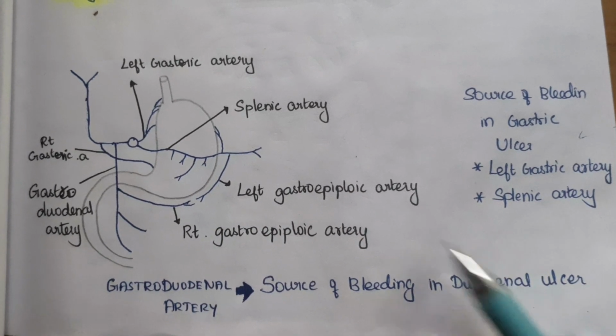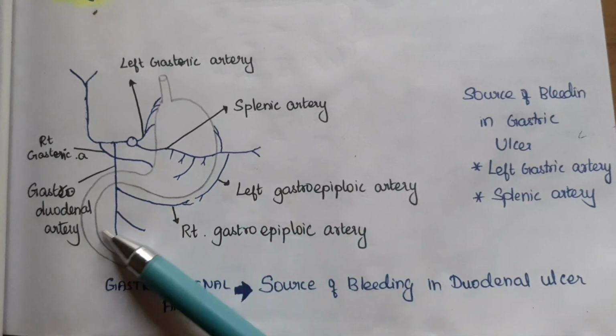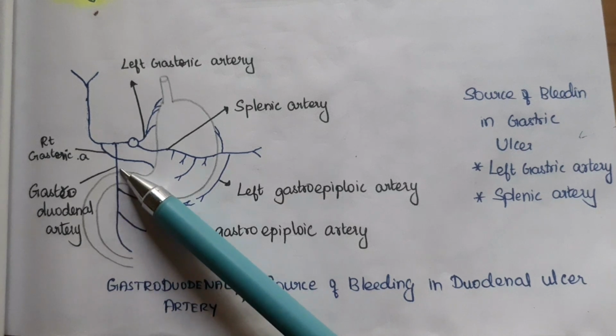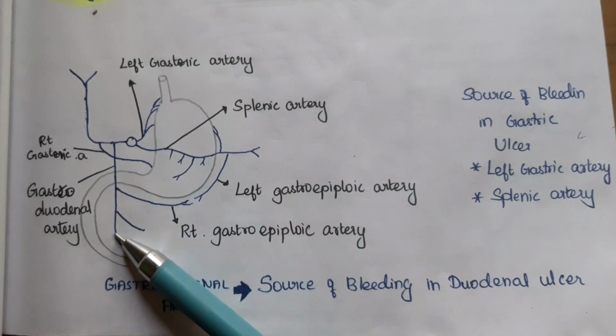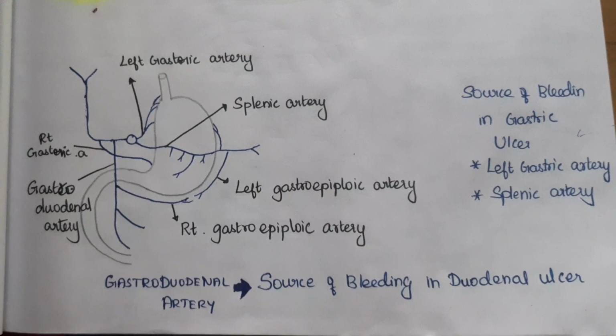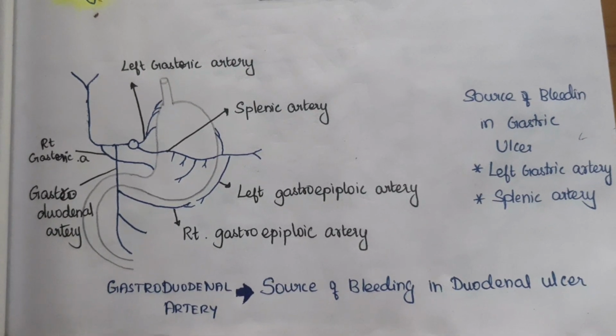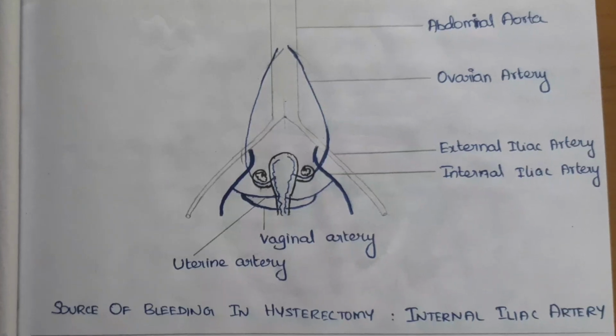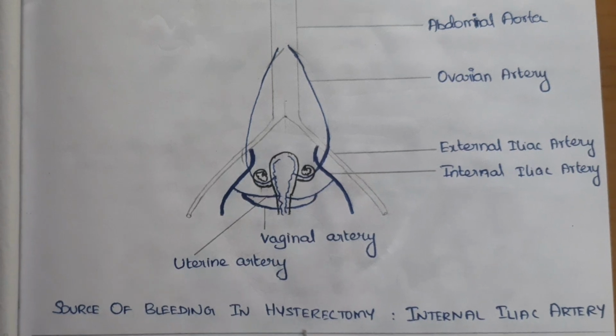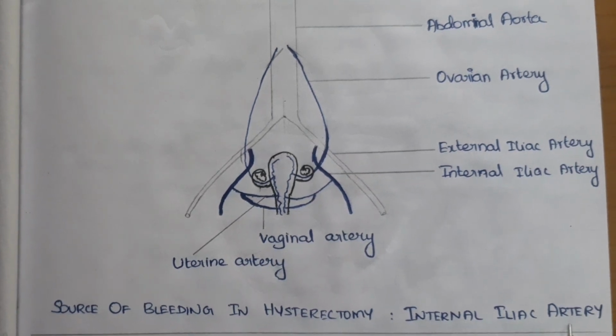Then the most common source of bleeding in duodenal ulcer is of course the gastroduodenal artery. The most common source of bleeding in hysterectomy is the internal iliac artery.